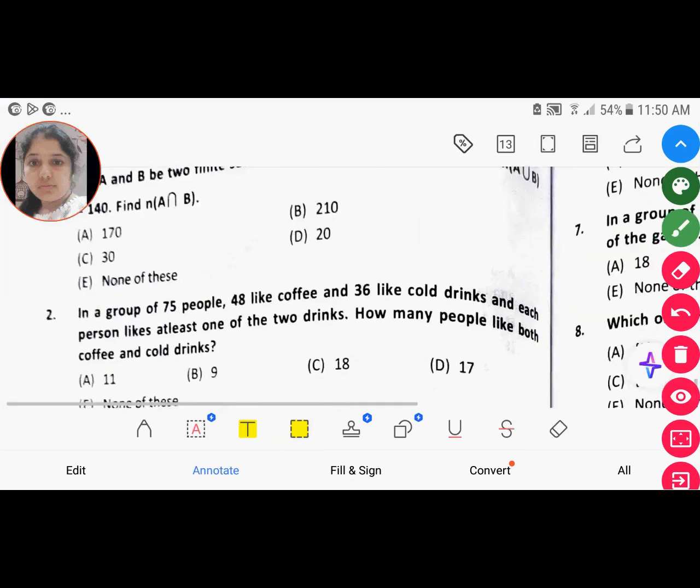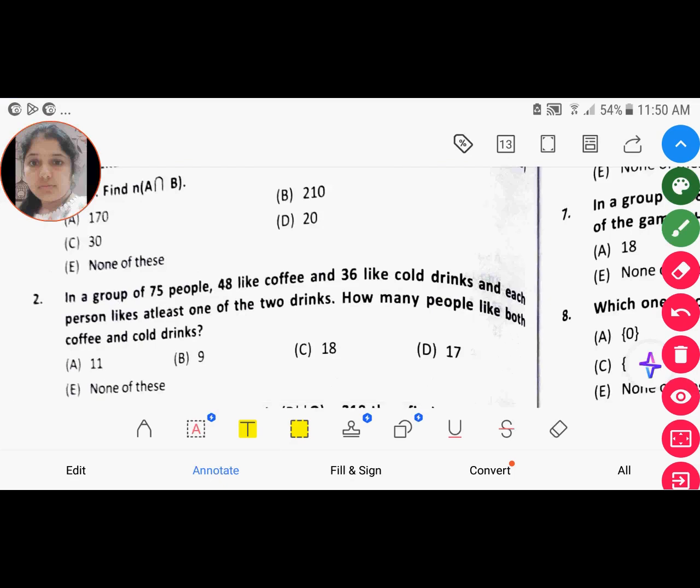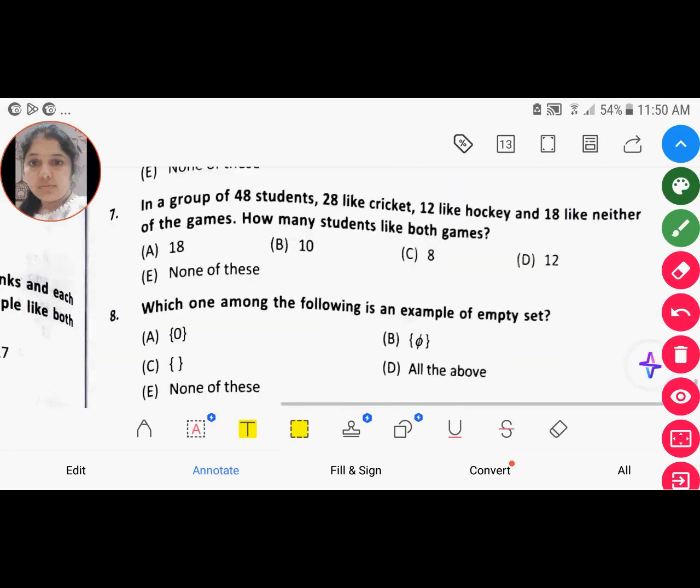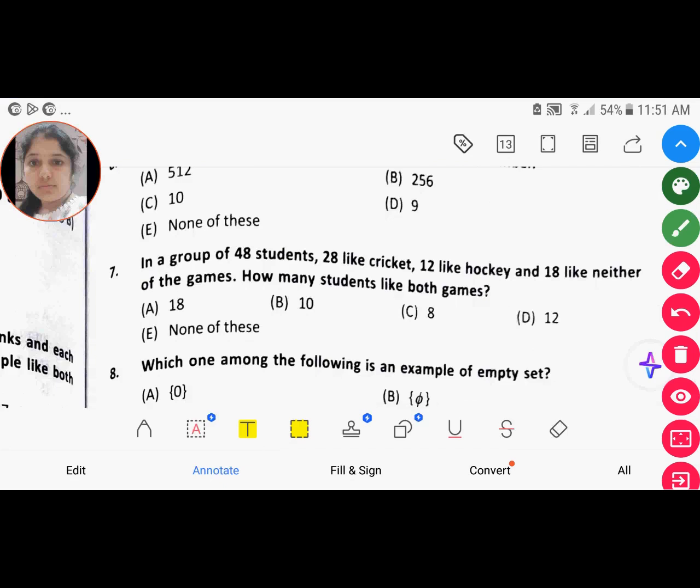Now these two examples are different. Here a group of 75 people are there, and everybody or every person likes at least one of the two cold drinks. That's why we take A union B as 75. But here we cannot take cricket union hockey as 48 because 18 like neither hockey nor cricket. So the students who like either cricket or hockey or both of them, means A union B, is equal to 48 minus 18.